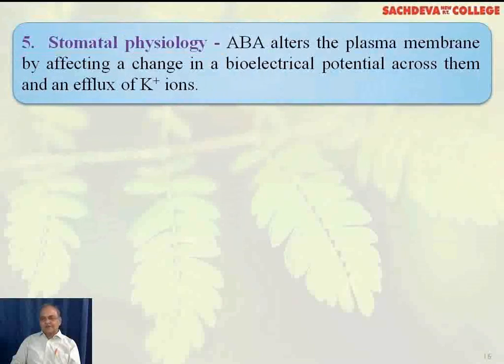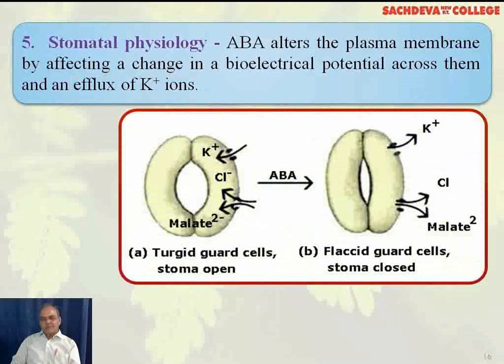Stomatal physiology. ABA alters the plasma membrane by affecting a change in the bioelectrical potential across it and an efflux of potassium ions. You can see the turgid guard cells, stomata are open. Potassium ions are taken in, and then in the flaccid guard cells, the potassium ions are going out, resulting in the closing down of the stomata.